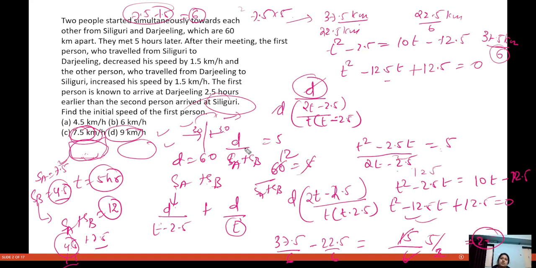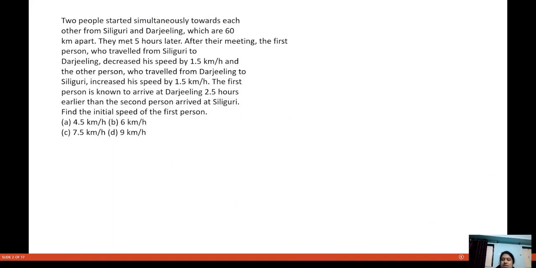So instead of going through this quadratic equation, because this will take more time to solve, I went with this simple method. You can also get it by the quadratic equation method as well. Okay, so let us understand this question once more.